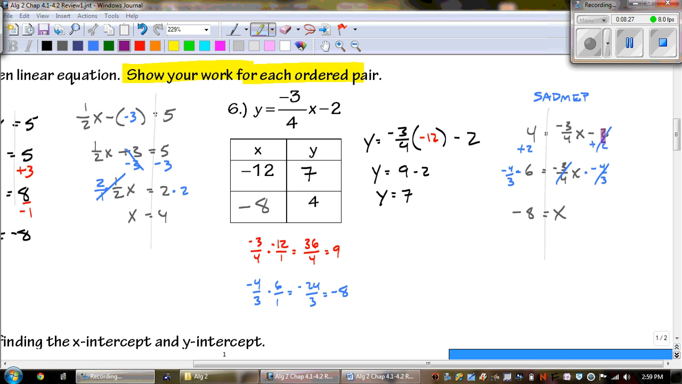Okay, so the first thing that I did was added 2 to both sides. 4 plus 2 is 6. Now, to get rid of a fraction, I multiplied by the reciprocal, a negative 4/3. So if you look down here, we have negative 4/3 times 6 over 1. I multiply the top to get negative 24. 3 times 1 is 3. Negative 24 divided by 3 is negative 8. So we get that x equals negative 8.